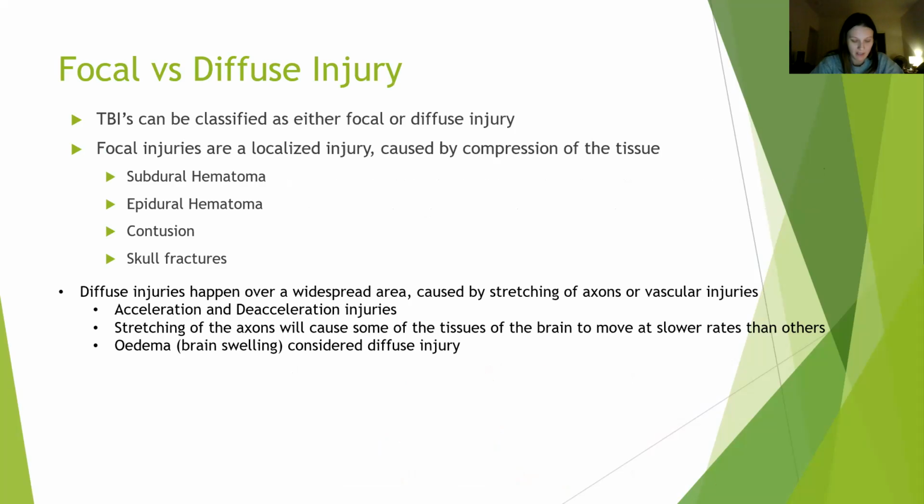TBIs will be classified as focal or diffuse injuries. So focal injuries are basically localized injuries, like a concussion, or not a concussion, that is a diffuse injury. So the focal injuries would be a contusion or a hematoma as the result of a skull fracture. And then a diffuse injury will be something more widespread in the brain, such as a hemorrhage.